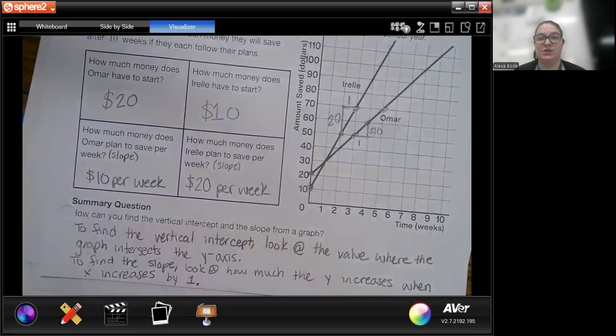If you guys have any questions or anything, please let me know. And make sure that you guys have this ready for tomorrow, as you will have an entrance ticket on these notes tomorrow.